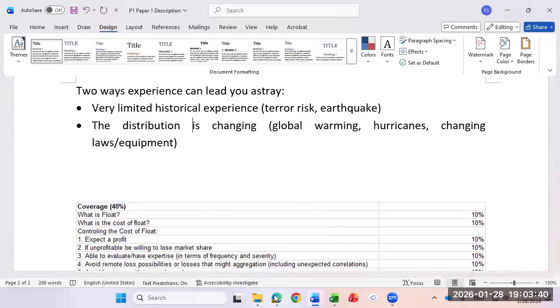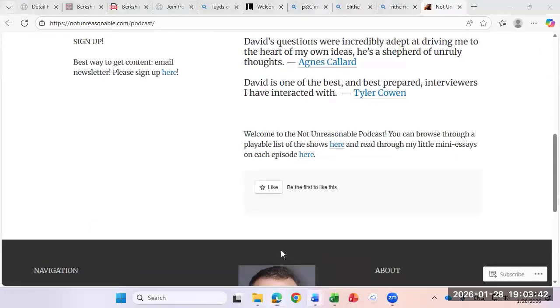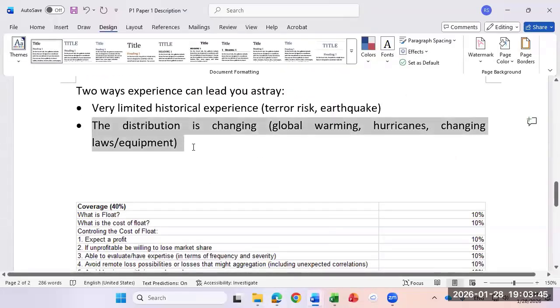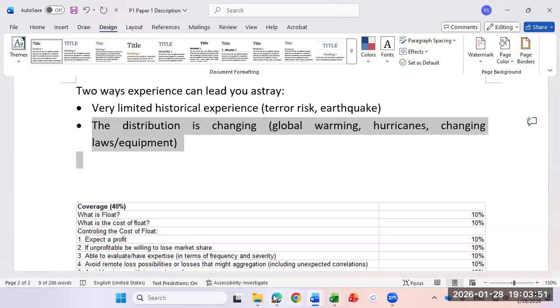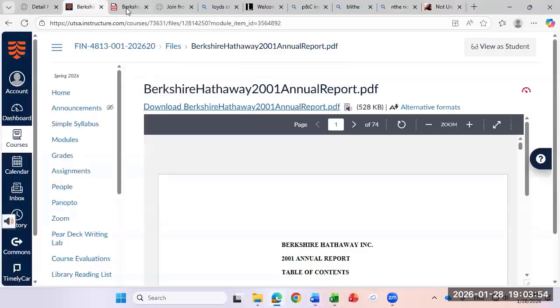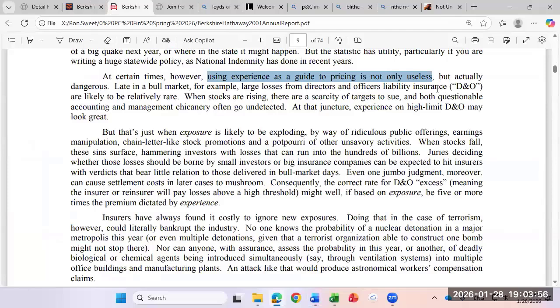So he's given an example of the second one. The distribution has changed. Not that you have limited historical experience, but the distribution has changed. So what is he talking about there? When do people sue directors and officers of a company? When their stock is going up or when their stock's going down? The stock is going down, which means in the 90s, when the stock market did nothing but go up, you're not getting many D&O claims.